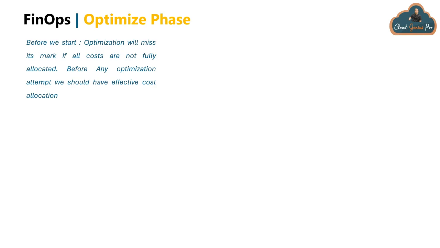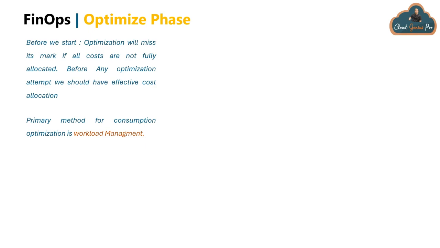Before any optimization, you need to fully allocate the overall cost, because as soon as you identify certain opportunities for optimization, if you don't know who is the consumer of those cloud resources or that cloud consumption, then you will not be able to optimize it, right? Because decision making would be a cumbersome task in this case.